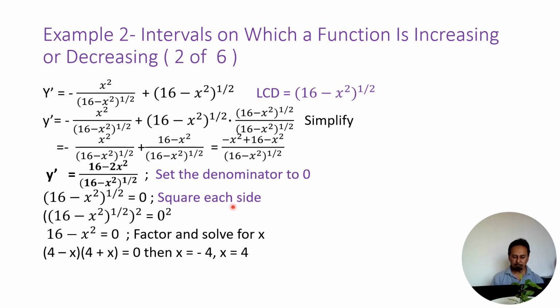So we can square both sides, so it becomes 60 minus x squared equal to 0. Factor and solve for x. So the factors are 4 minus x and 4 plus x, which gives x equal to negative 4 and x equals 4.